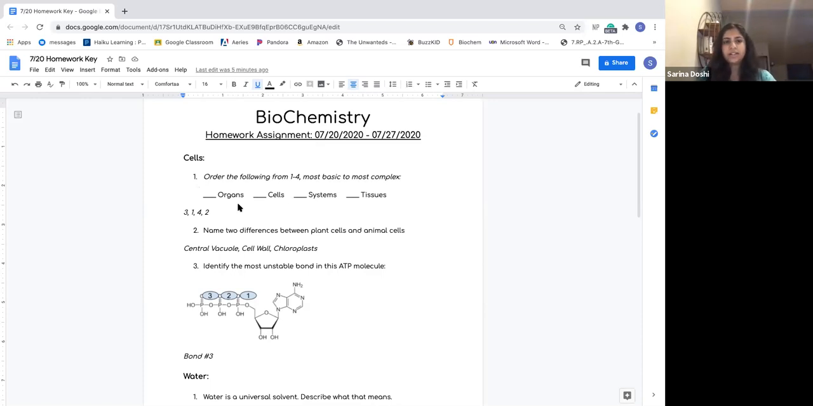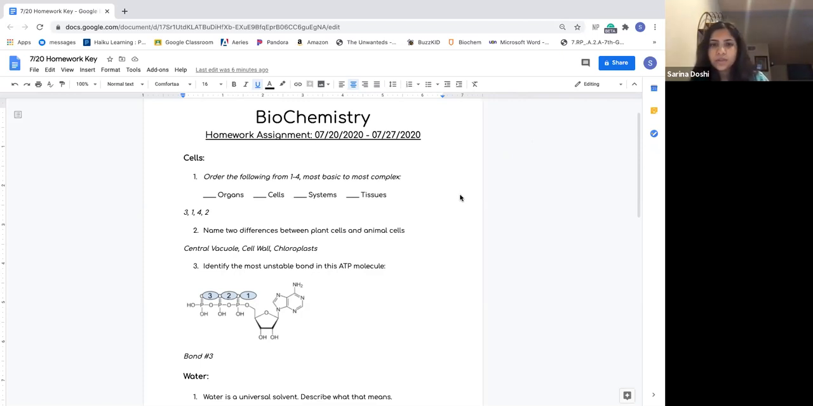Okay, moving on. Name two differences between plant cells and animal cells. You could have put any of the following: central vacuole, cell wall, chloroplast. Did anybody put anything aside from these? Or did everybody put two of the three choices that I have? Okay, yeah, so probably just what I've got here.